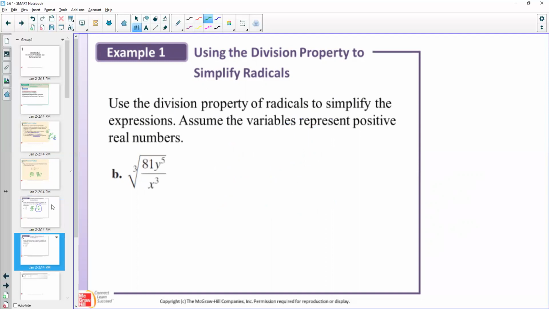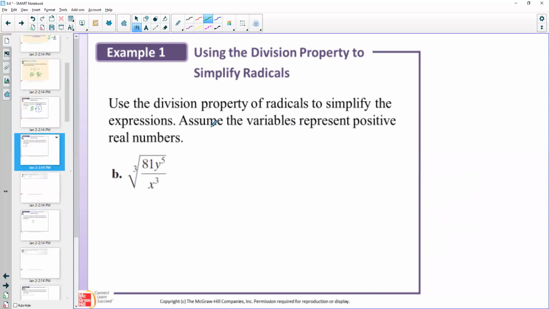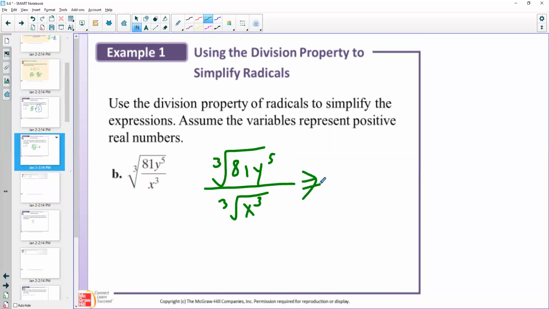Okay. The next one, the cube root of 81 y to the 5th over the cube root of x cubed. So we're going to just break this into pieces. First, we're going to break the radical up. So I'm going to put 81 y to the 5th on top and the cube root of x cubed on the bottom. Then we're going to keep moving. So then I'm going to break up my roots just like I've been doing all along in the past bunch of sections. Cube root of 81, cube root of y to the 5th. Cube root of x cubed is just x, so I don't have to stress about that one.